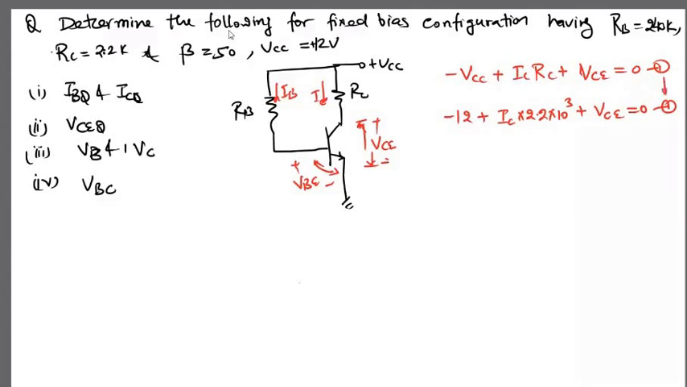Fine. Now we'll apply KVL at the other loop: minus VCC plus IBRB plus VBE equals 0. This is equation number 2. Here I am putting the values: minus 12 plus IB, and what is that value? 240 into 10 raised to the power 3, plus, what is the value of VBE?